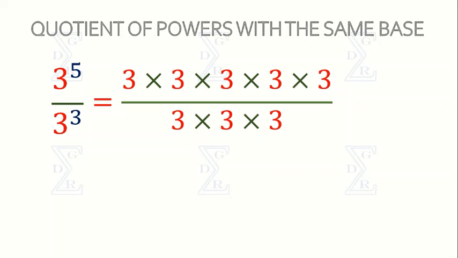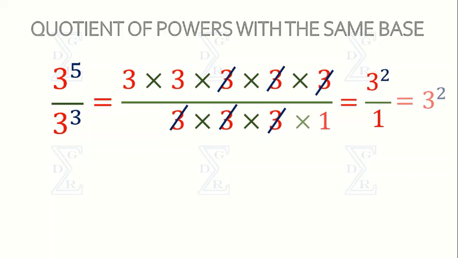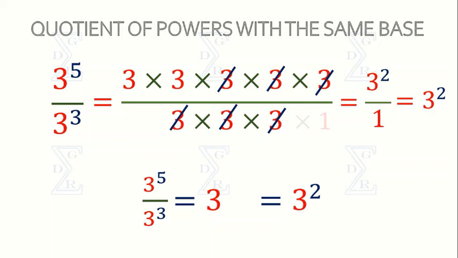Quotient of power with the same base. Let us divide 3 raised to the power of 5 by 3 cubed. First we write the expanded form of the quotient. After the simplification, the numerator is 3 times 3, that is 3 squared, and the denominator is 1. Because 1 is a common factor for each and every number, we rewrite the fraction as 3 squared also. In another way, bases are equal, that is, a common base, and we subtract the smaller exponent from the bigger exponent, and we get the result.